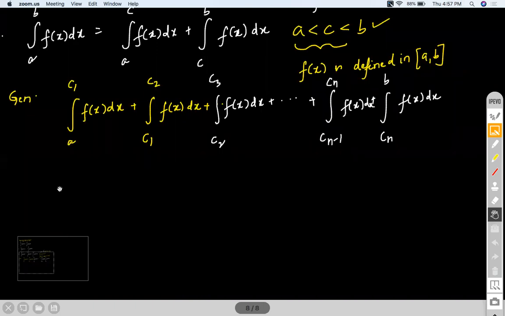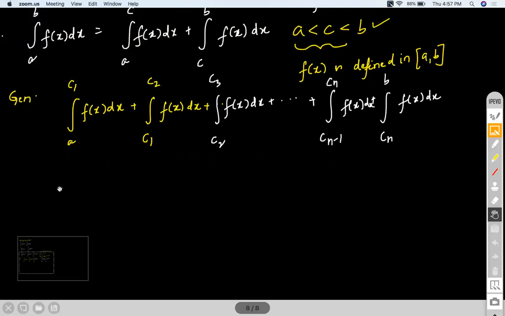Second place where we prefer breaking the limit of integration is where the function is changing its definition. We deal with a lot of special functions like mod function, GIF function, piecewise defined function, inverse trigonometric function. These functions keep on changing their definition in different intervals of x. So there also it becomes important to break the limits of integration.